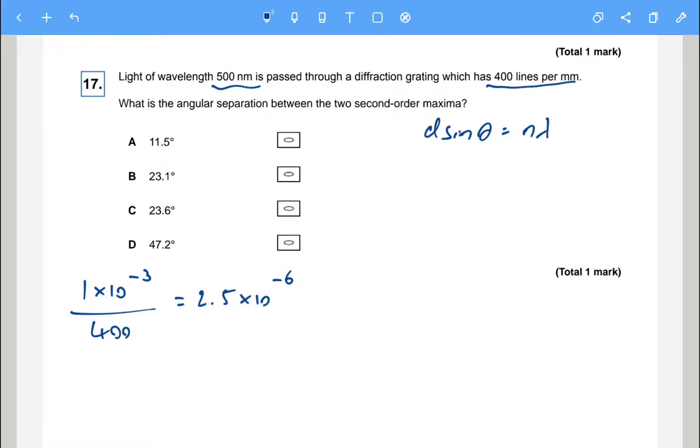Then let's just rearrange to get theta. So theta would be inverse sine of n lambda over d. Then let's just put our numbers in. So inverse sine.